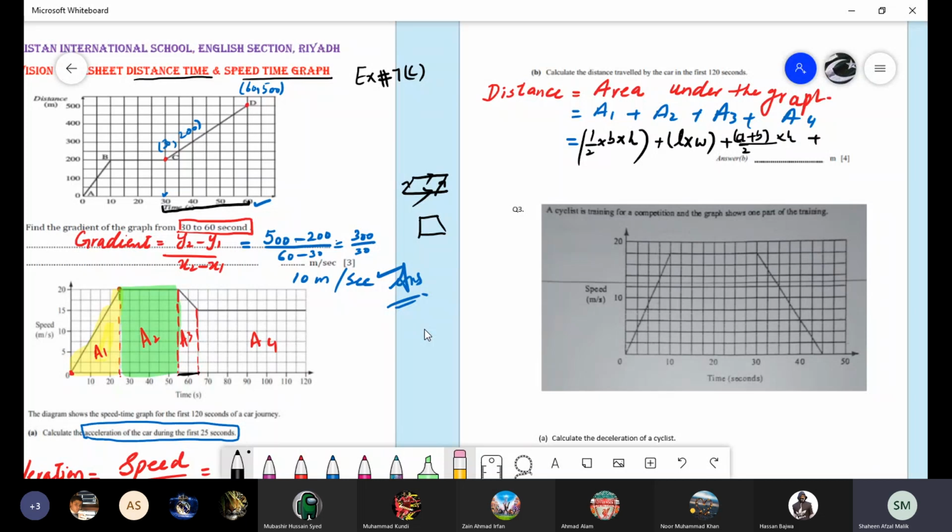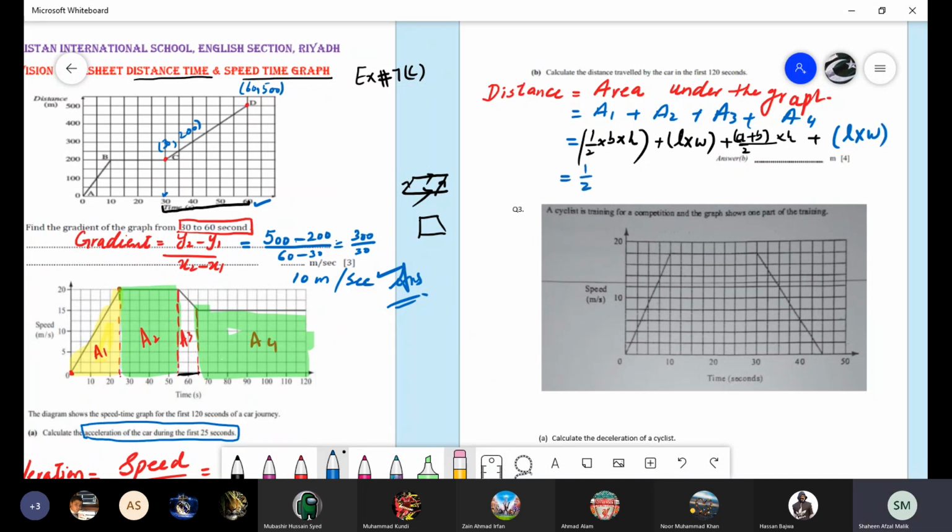Plus, what is the fourth part? If you look at the fourth part, this one, what is this? Rectangle. Again the rectangle. Length into width. Okay, now substitute the values from all this.